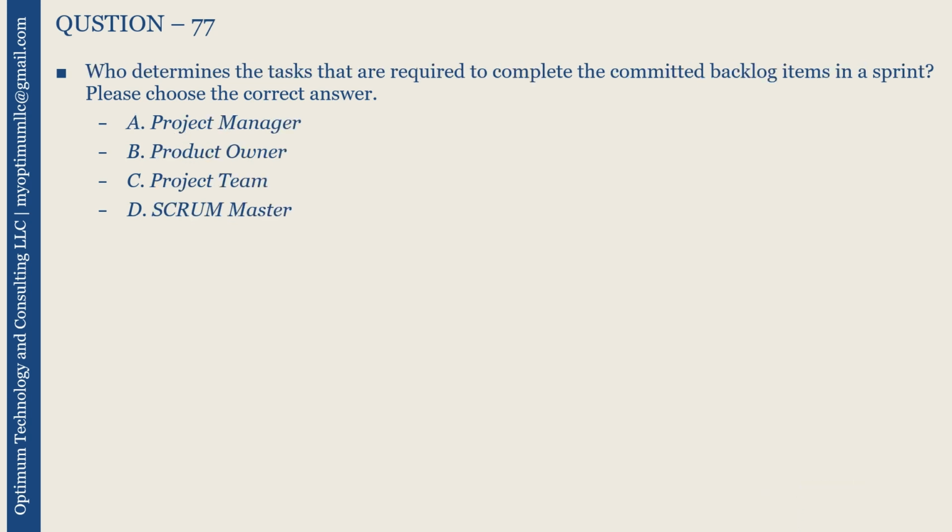Question 77. Who determines the tasks that are required to complete the committed backlog items in a sprint? Please choose the correct answer. A. Project manager. B. Product owner. C. Project team. D. Scrum master.